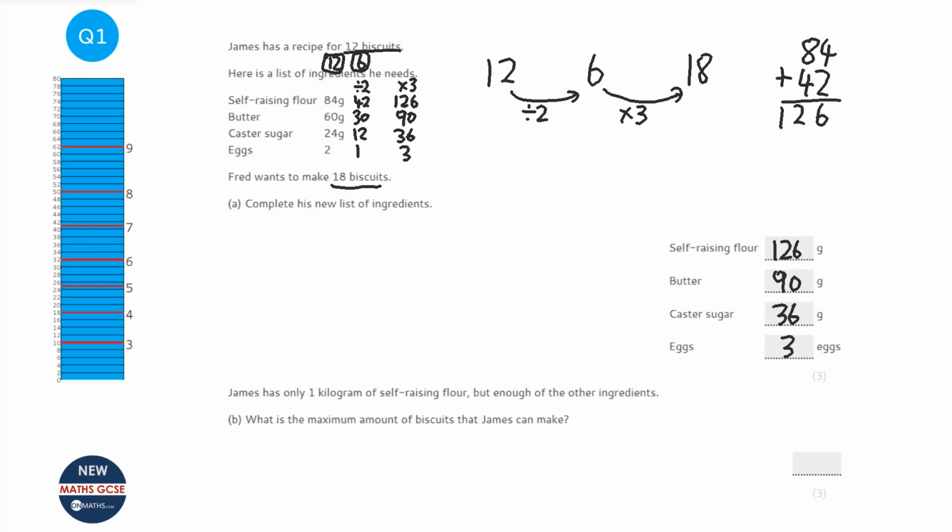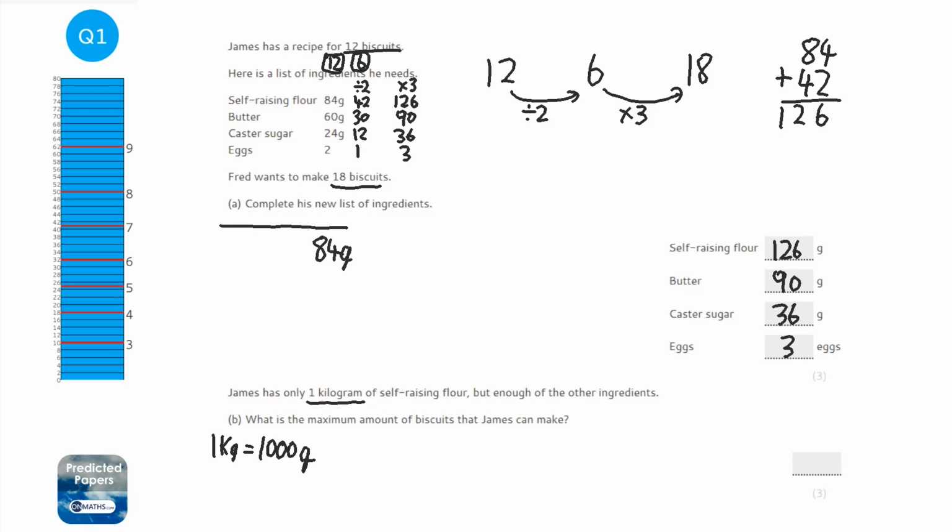Okay, second part of the question says that we've got enough of every other ingredient, but only 1 kilogram of flour. Now, first thing to note here is that 1 kilogram is 1,000 grams. So that's really important to know for this. And we need 84 grams of flour, and I'm going to do my working up here, but normally in your exam, make sure you do it underneath the question.